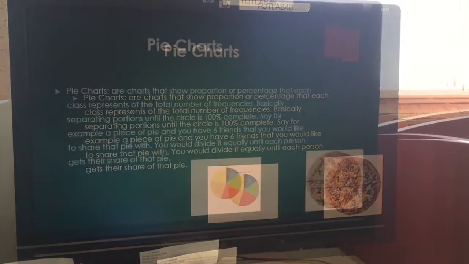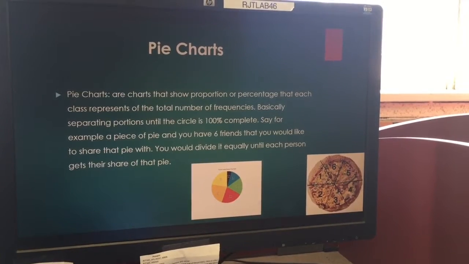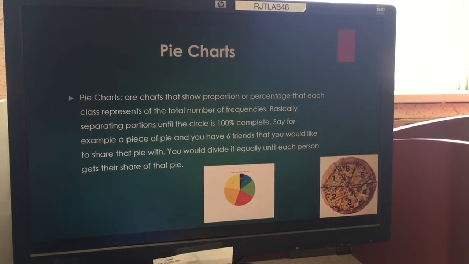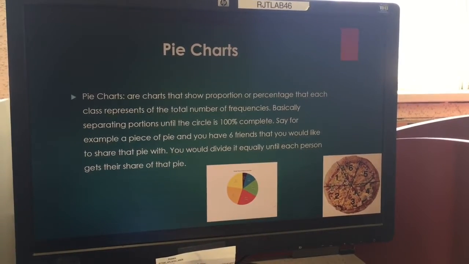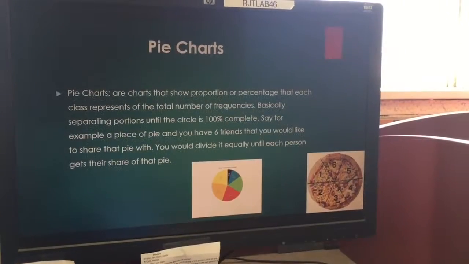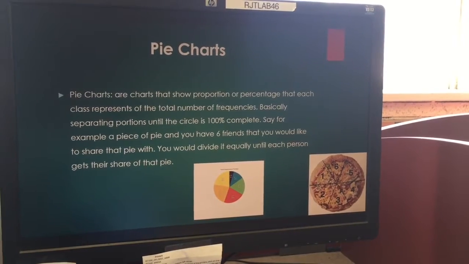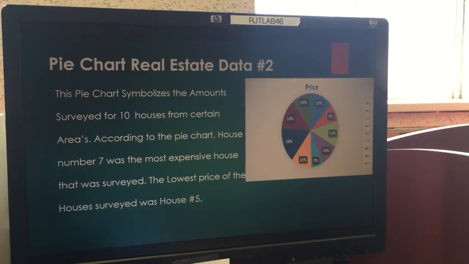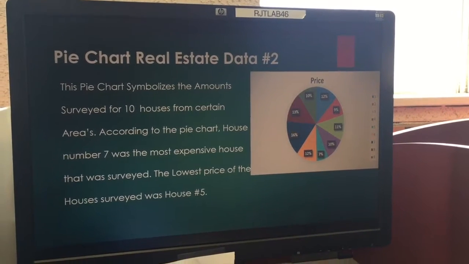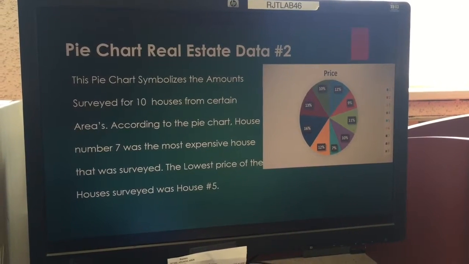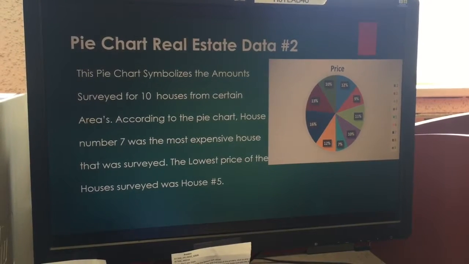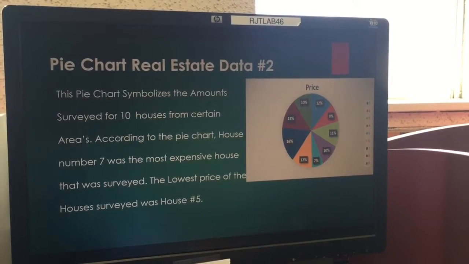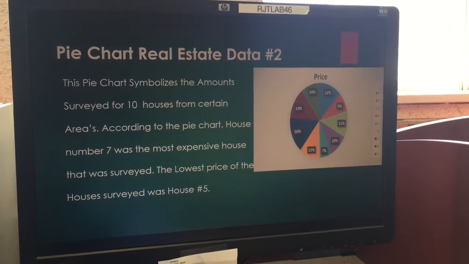For this case, we're going to go back to our real estate examples, and we're going to divide it into a pie chart to see which house on the market is the most expensive, from houses 1 to 9 on the pie chart real estate data. So the pie chart symbolizes the amount surveyed for 10 houses from certain areas. Unfortunately, we can only get 9 of the data. According to the pie chart, house number 7 was the most expensive house that was surveyed, and the lowest price of the houses surveyed was house 5.